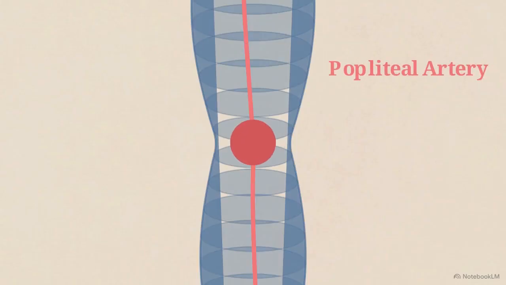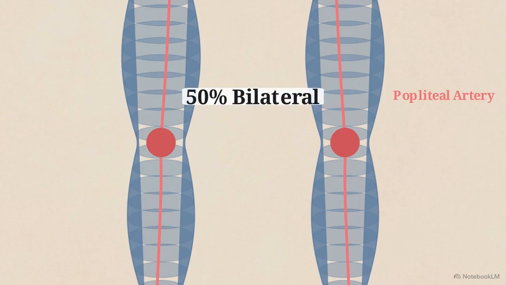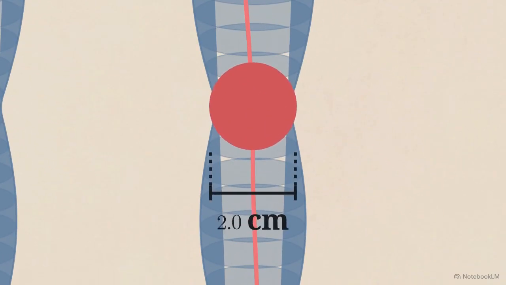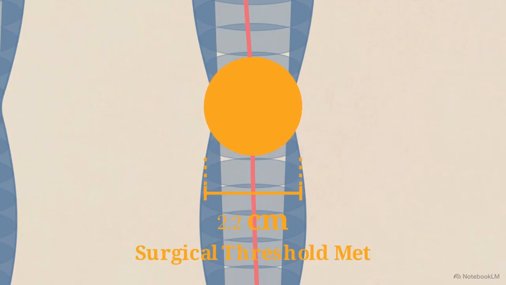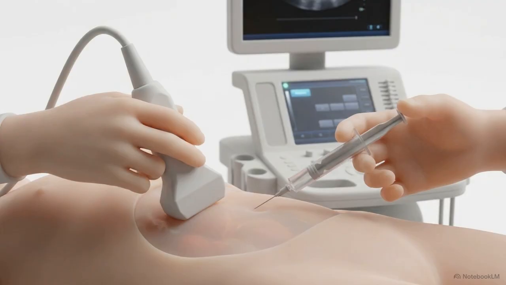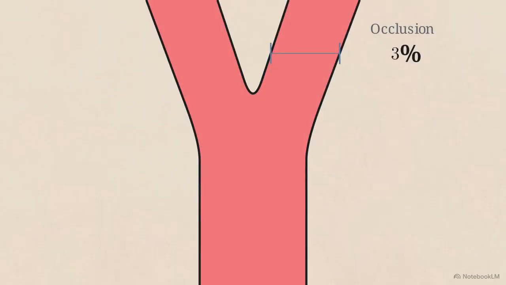In the peripheral network, the popliteal artery behind the knee is the most common site for aneurysms. These present bilaterally in nearly 50% of cases and require surgical correction once the diameter exceeds 2.0 centimeters. Femoral pseudoaneurysms operate on a slightly different scale. These are frequently iatrogenic, following arterial punctures, and can be resolved with ultrasound-guided thrombin injection if they remain under 3.0 centimeters. Moving to the neck, carotid artery stenosis has a rigid threshold.